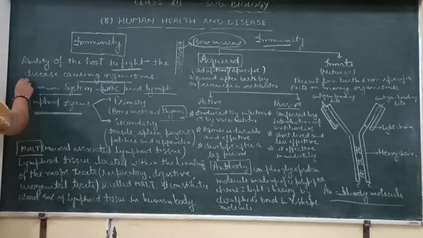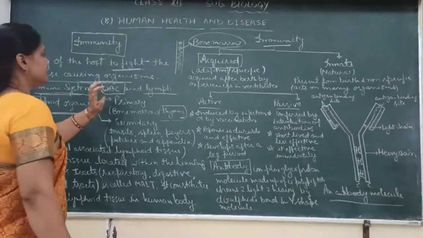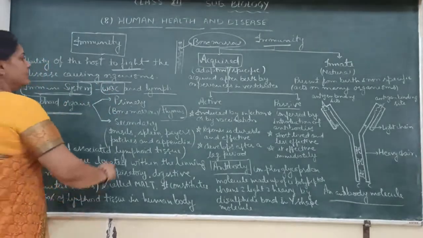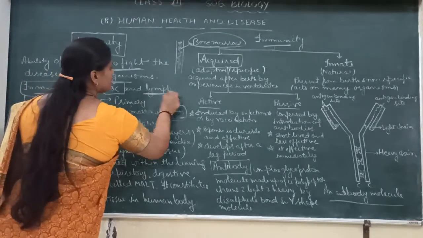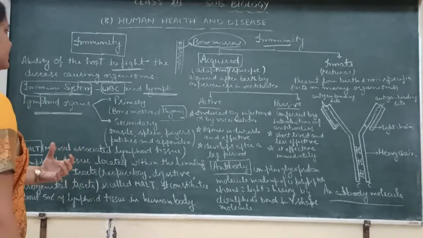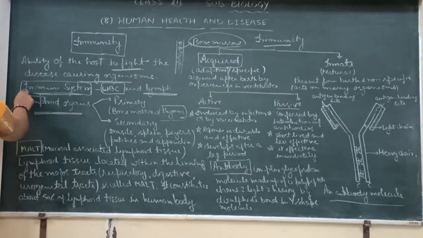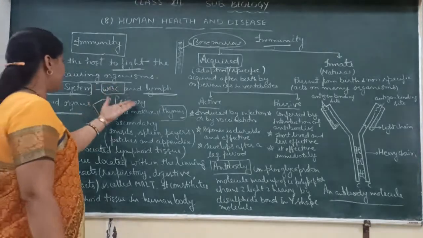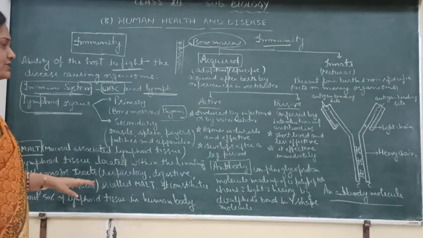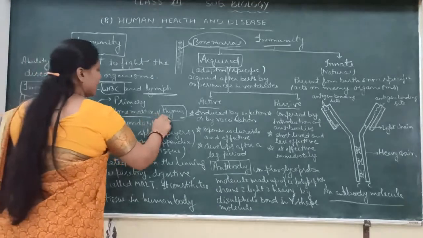Now, how is the immune system developed? Our immune system is developed by the WBC, white blood cells, and lymph. Lymph is produced in the lymph nodes, and in our body many lymph nodes are present, which secrete the lymph. The lymphoid organs of our body are divided into two categories, primary lymphoid organs and secondary lymphoid organs. Primary lymphoid organs are bone marrow and thymus.